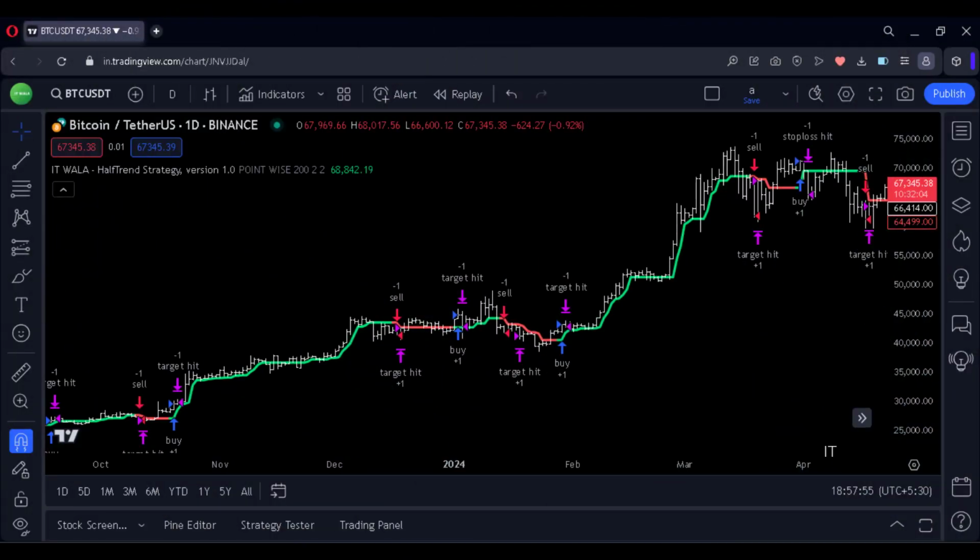This is what the strategy looks like. You may see a lot of long and short trades on the chart along with a few stop losses and targets getting hit. Let's understand the logic behind the strategy.